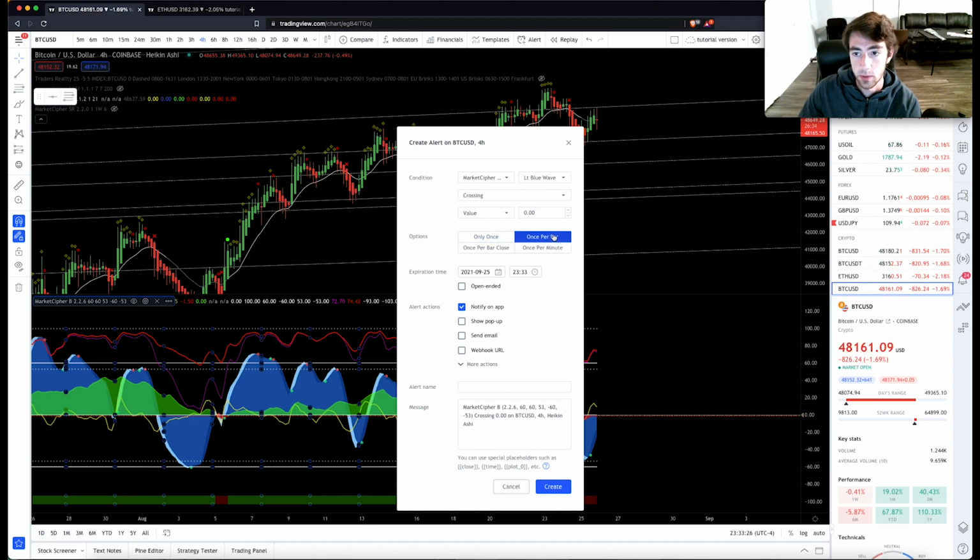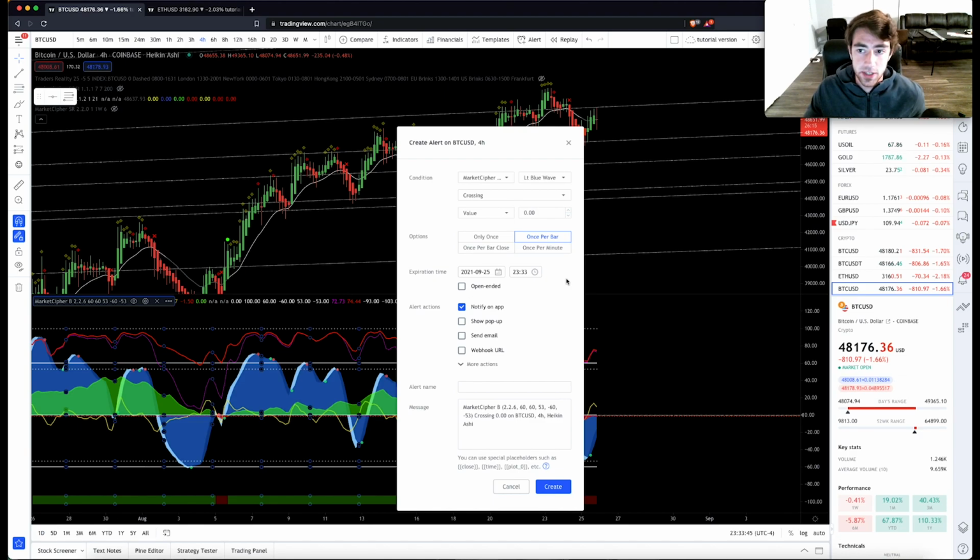You're going to hit once per bar. So that means it's basically going to alert you once every time it happens. That's normally the way I set it. However, sometimes when it's a big deal, when I'm really waiting for something to happen, I'm going to put once per minute. So that's going to keep pinging me on my phone once per minute until I adhere to it, until I see the notification.